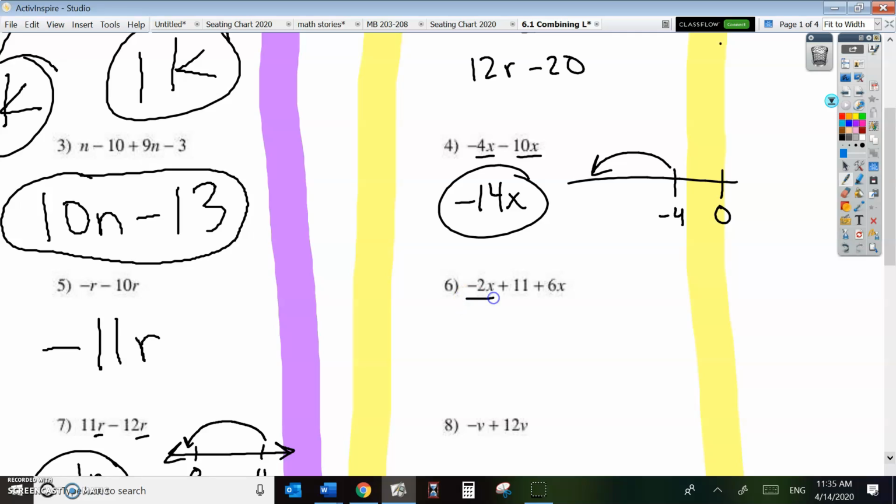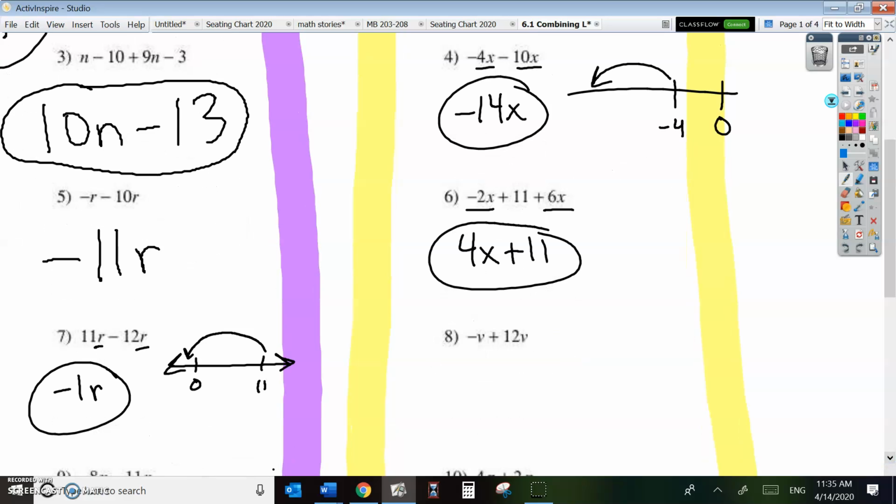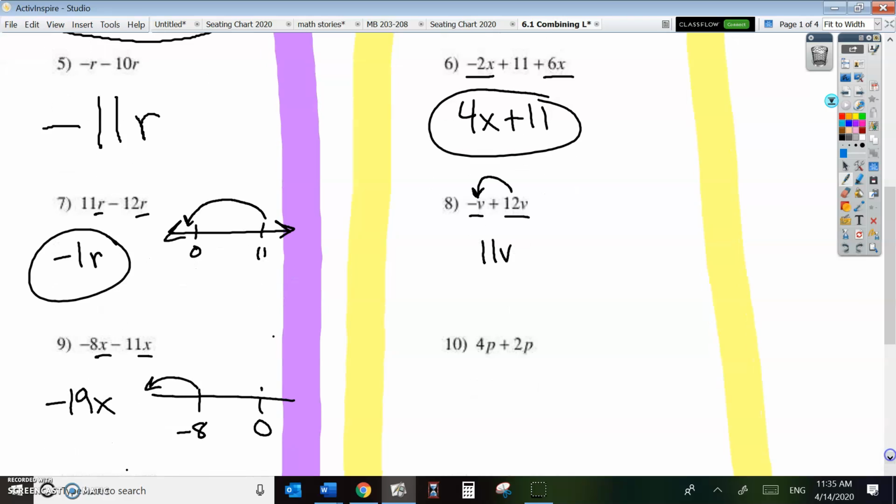Okay, here's x, here is x. 6 minus 2 is 4x plus 11. There's a v here and a v here. Put them together. 12 minus 1 is 11v. This has a p, this has a p. Together it's 6p.